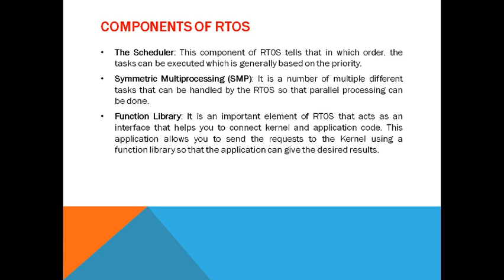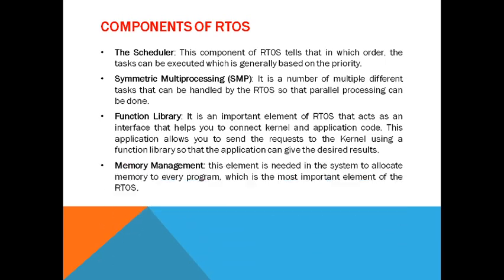Because if we consider a normal operating system, when a system call occurs, the system has to go through some device driver, middleware, hardware and different layers, and system calls connect with the kernel only via going through these things. Means a normal OS cannot bypass the middleware, but in the case of a real-time operating system it is possible. This allows you to send a request directly to the kernel using a function library so that the application can give the desired result within a specified time interval.